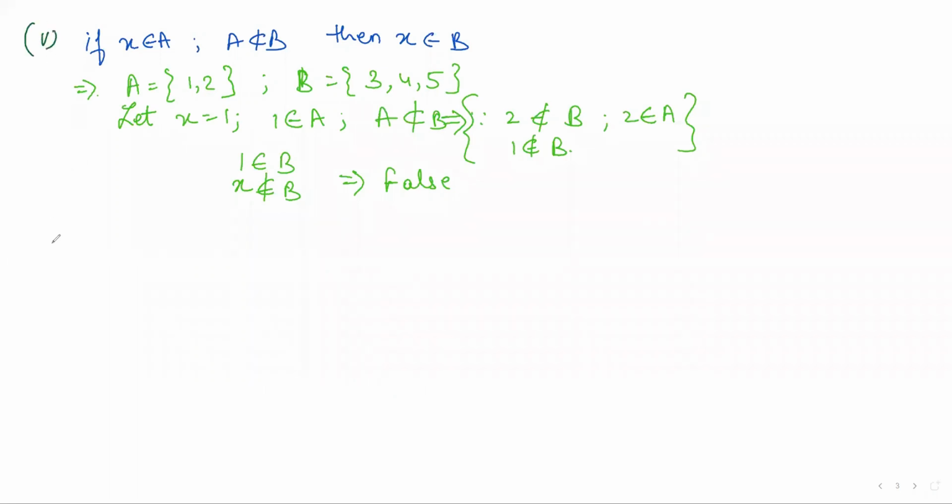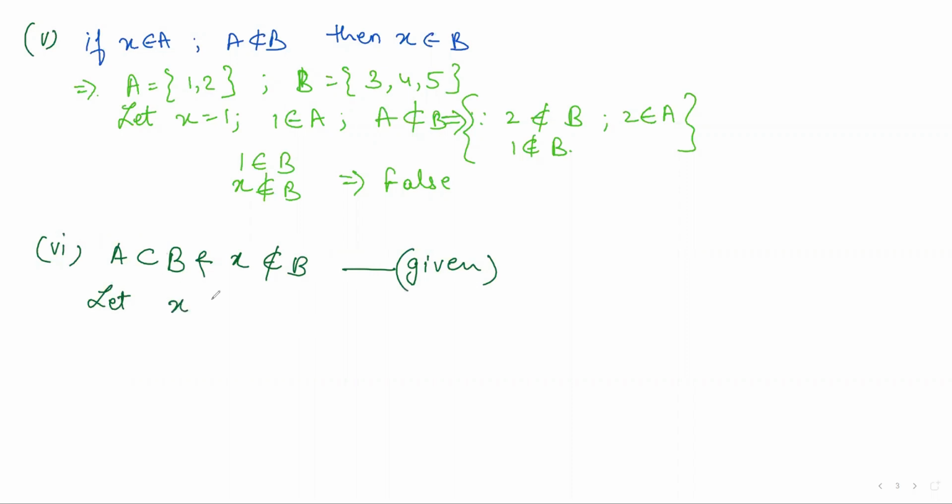This is your sixth question. It's given that A is a subset of B and X does not belong to B. This is given. Let's consider Y instead of X. Y belongs to A. You have considered an element in A. Therefore, Y will also belong to B, since it is given that A is a subset of B. Right? Now, you have an element X which does not belong to B.